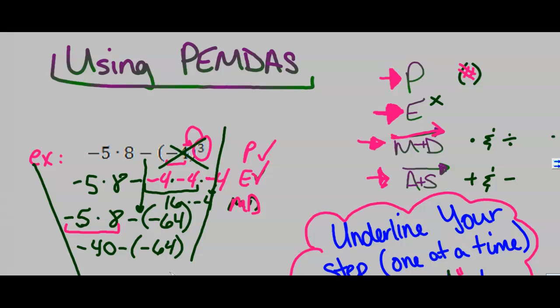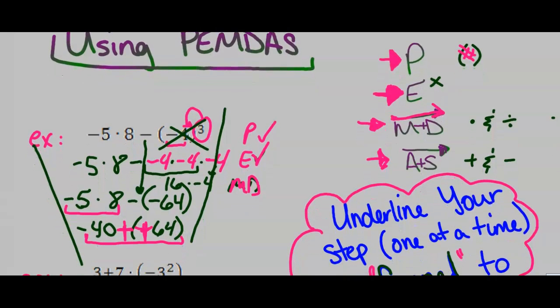The only thing that's left is this subtraction. Now remember, when we subtract integers, we keep change change, or we just remember that subtracting is the same thing as adding the opposite value. So we have negative 40 plus 64. We're going to end up with 24.